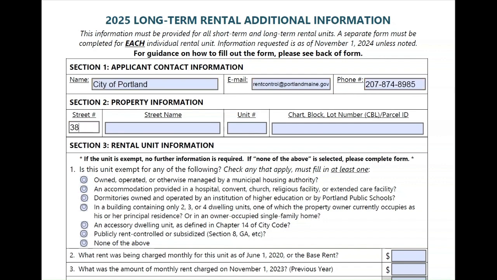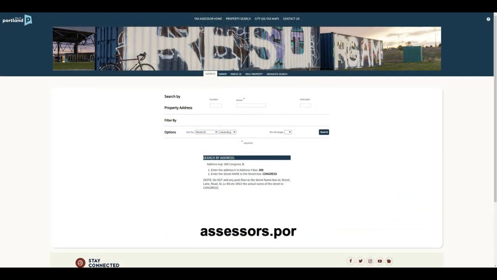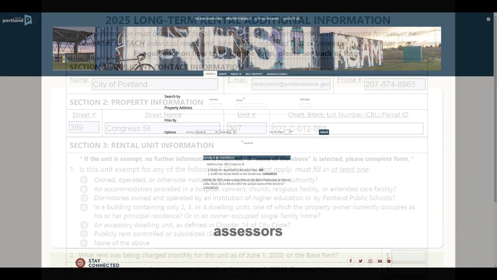Section 2 is where the rental property information is written. If there is more than one rental unit at the property, an additional information form must be submitted for each rental unit. Provide the street number, street name, unit number, and CBL number or parcel ID for each rental unit. The CBL or parcel ID number can be found through the assessor's online property search.